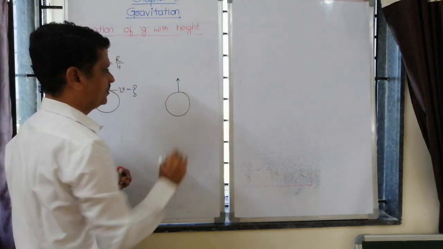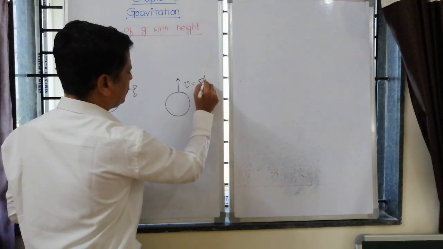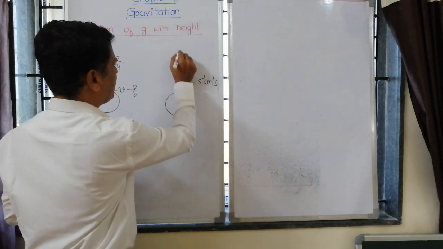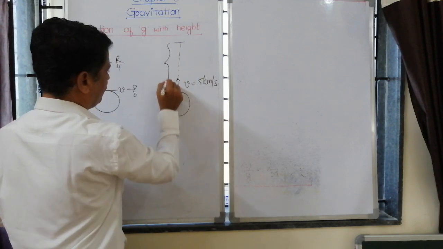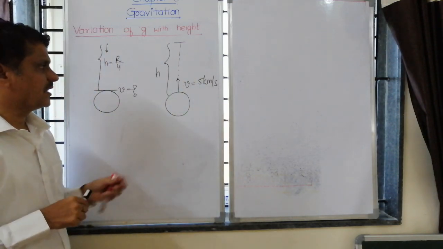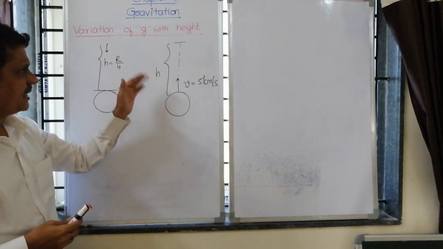Or if you throw a body with a velocity v equal to, say, 5 kilometer per second, as it is going up, its velocity goes on decreasing. Then what is the height it rises? This kind of question can arise.